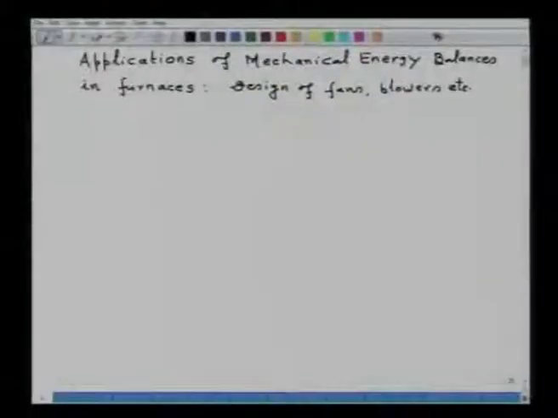We have derived the mechanical energy balance in the form of various properties, and today we will see the applications of the mechanical energy balance in order, for example, to design the fans or the blowers and so on. In fact, mechanical energy balance is also called Bernoulli equation.